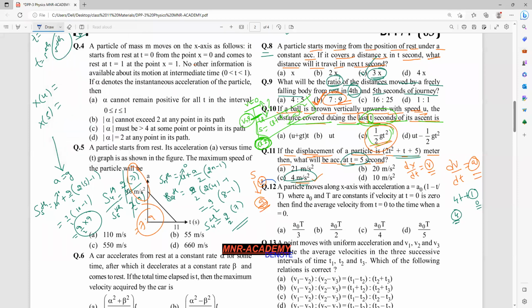Next question is a very important question. You have to solve it very, very carefully, and it will take knowledge also. You have to apply it. So observe first and identify what we have to find. Be very careful. A particle moves along the x-axis with acceleration a equals a naught into 1 minus t divided by capital T, where a naught and T are constants.